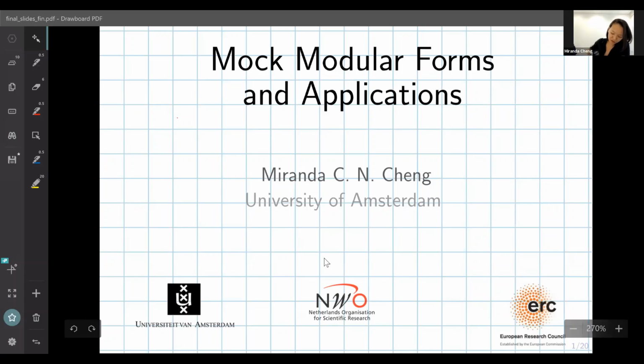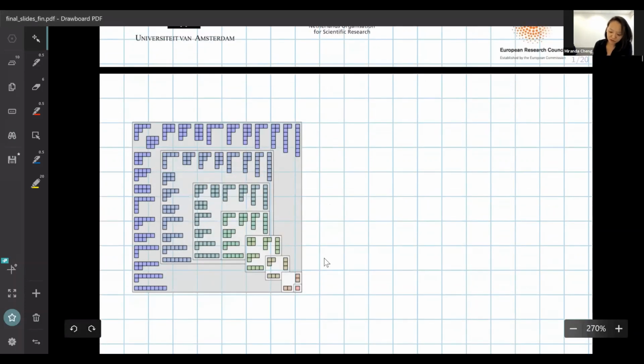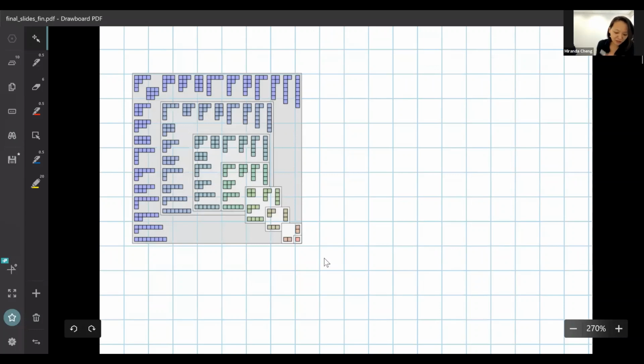And before we start to talk about modular forms, let's just talk about something simpler, namely Q-series.